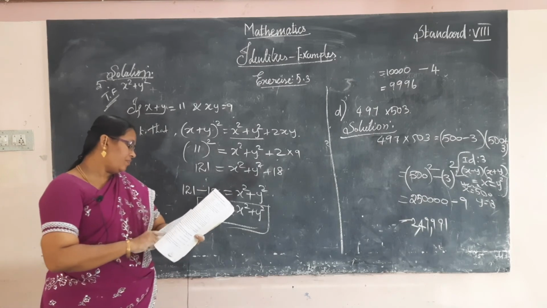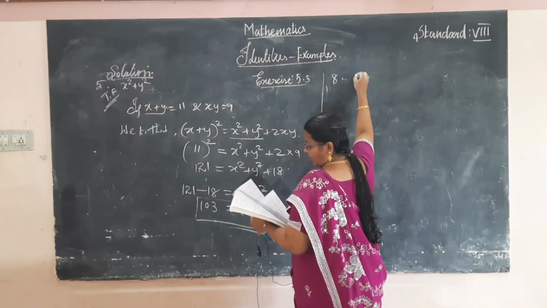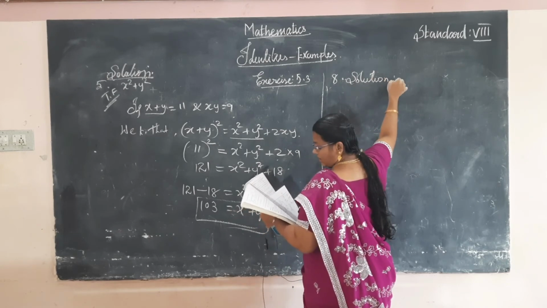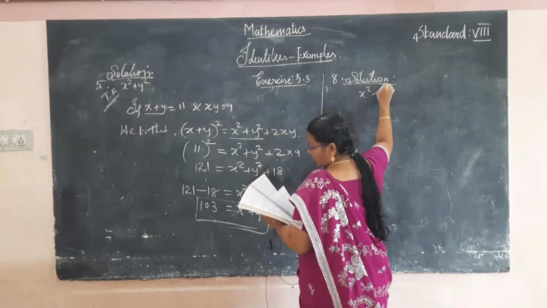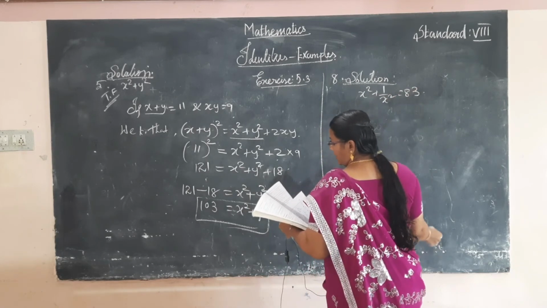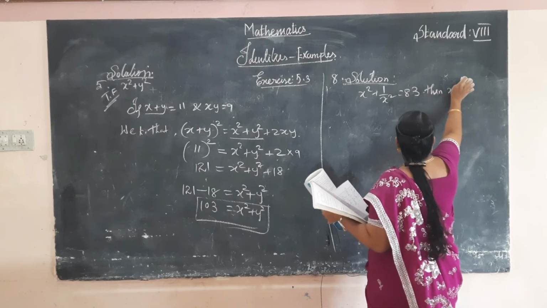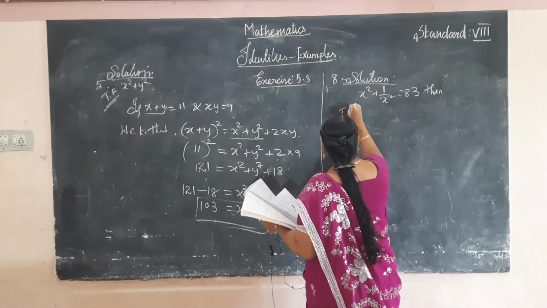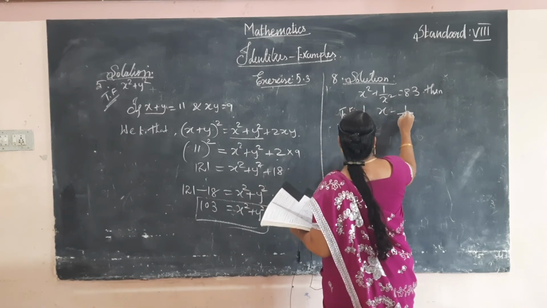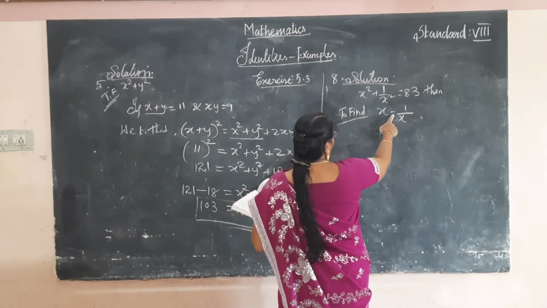Okay, now do the 8th and 9th problems. 8th one, very easiest one, x square plus 1 by x square is equal to 83. Okay, then find x minus 1 by x. X minus 1 by x we have to find out. So here minus value is there.